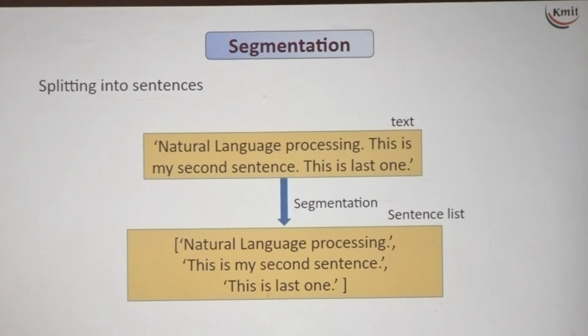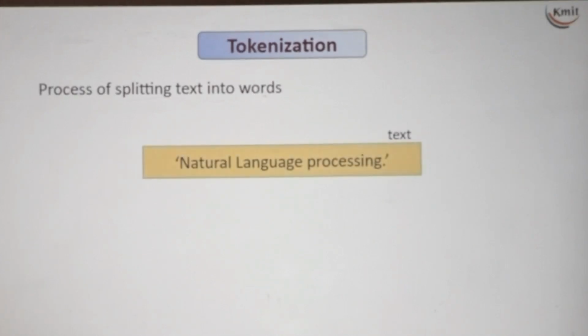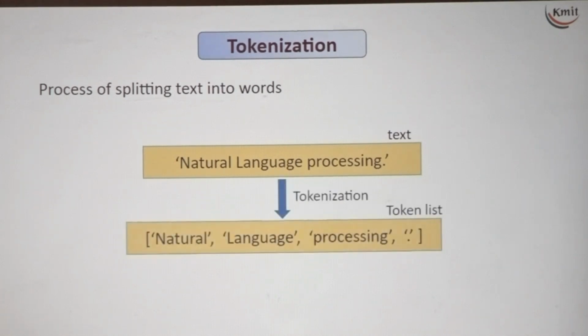We call these words tokens. So, this process is called tokenization. Tokenization is the process of splitting the sentence or the paragraph or the text into words. You can see here how it is tokenized. Natural language processing is the text. Once you do the tokenization, you will get a list of tokens. Tokens are nothing but the words, right?